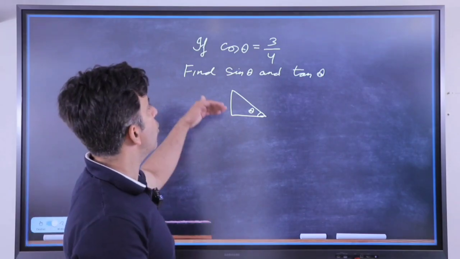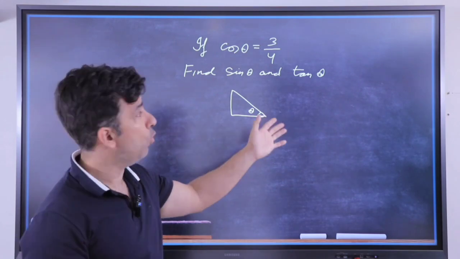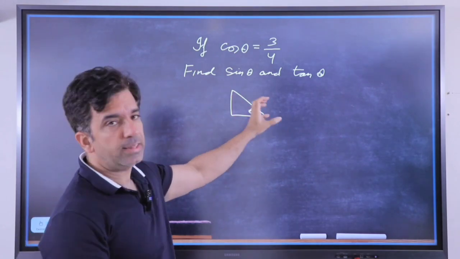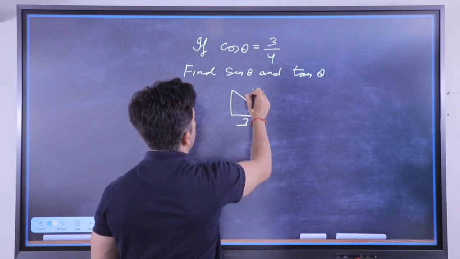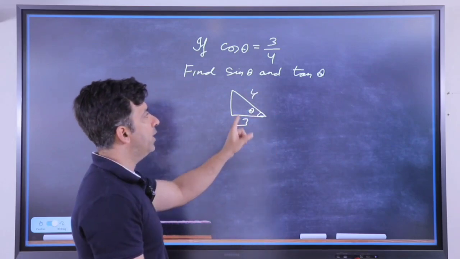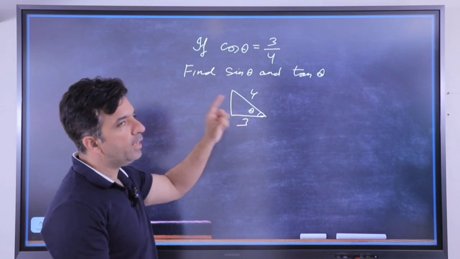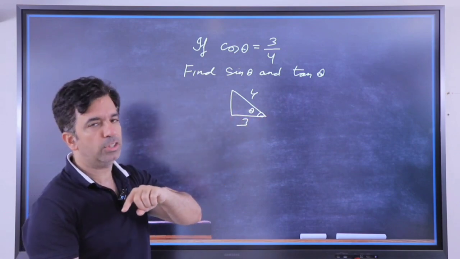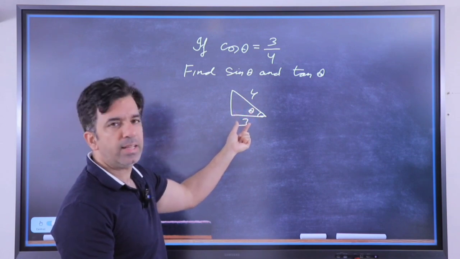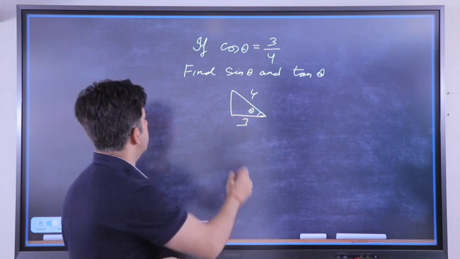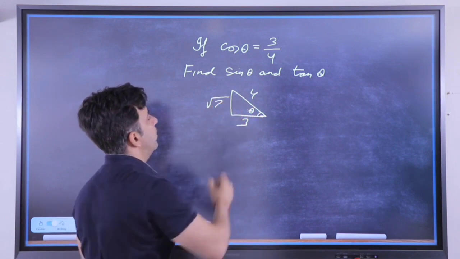Now in this question, cos theta was given to us as 3 by 4 and we were told to find sine theta and tan theta. We know that cos theta means base upon hypotenuse. So this is 3 and this is 4. We can easily find the remaining side, the side which is not given, using Pythagoras theorem, which is 16 minus 9. 16 minus 9 is 7. So this would be square root of 7.